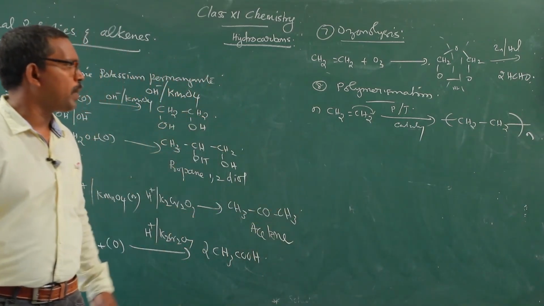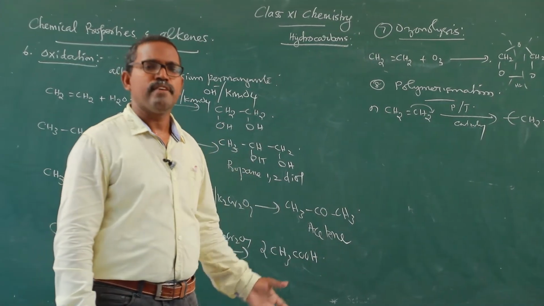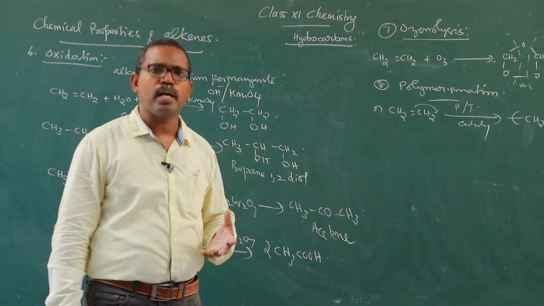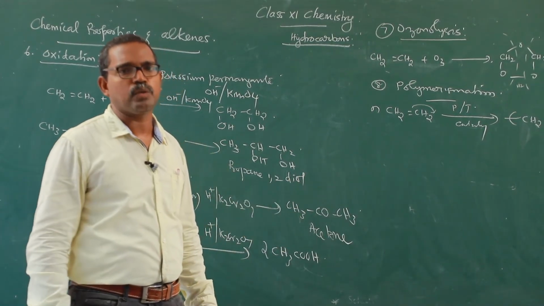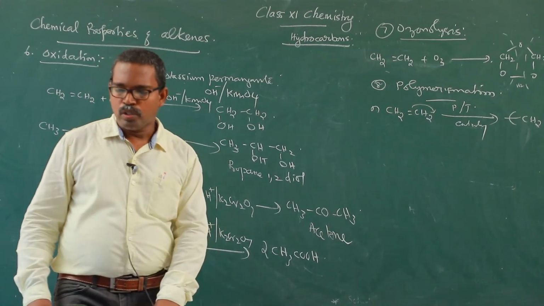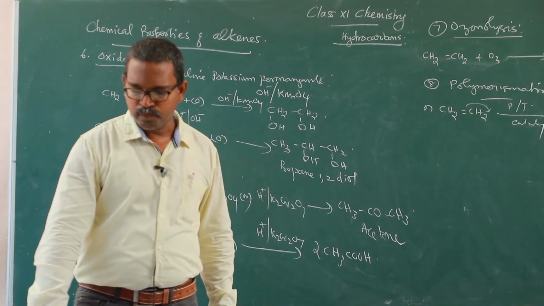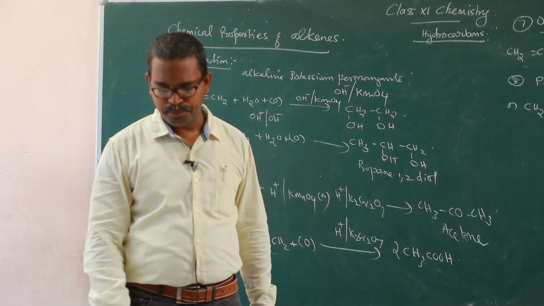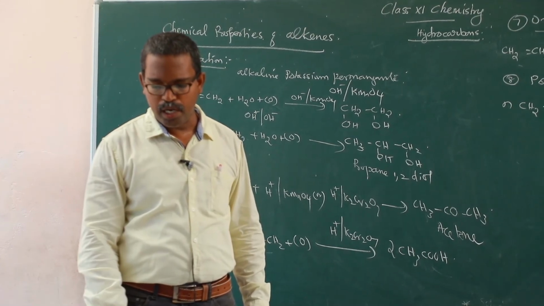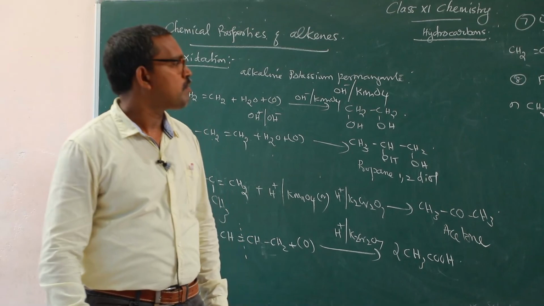Suppose we are taking propylene, you get polypropylene. Taking vinyl chloride, it polymerizes to give polyvinyl chloride, PVC. The polymers are used for the manufacture of plastic bags, refrigerators, toys, pipes, etc. Polythene and polypropylene are a matter of great concern for all of us.